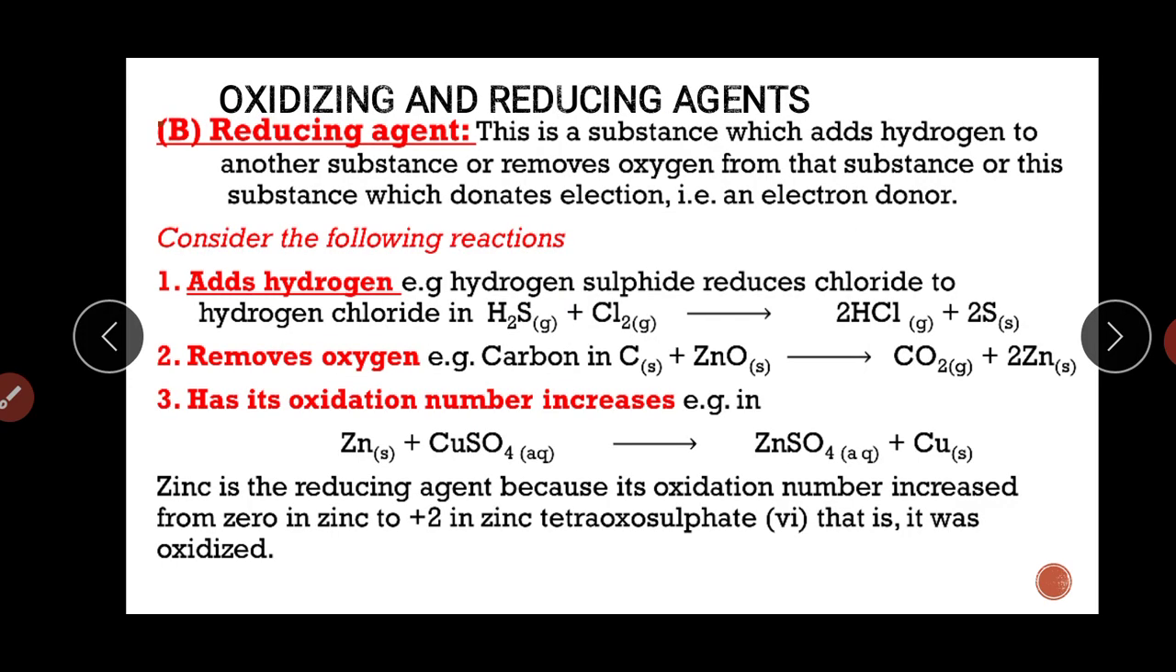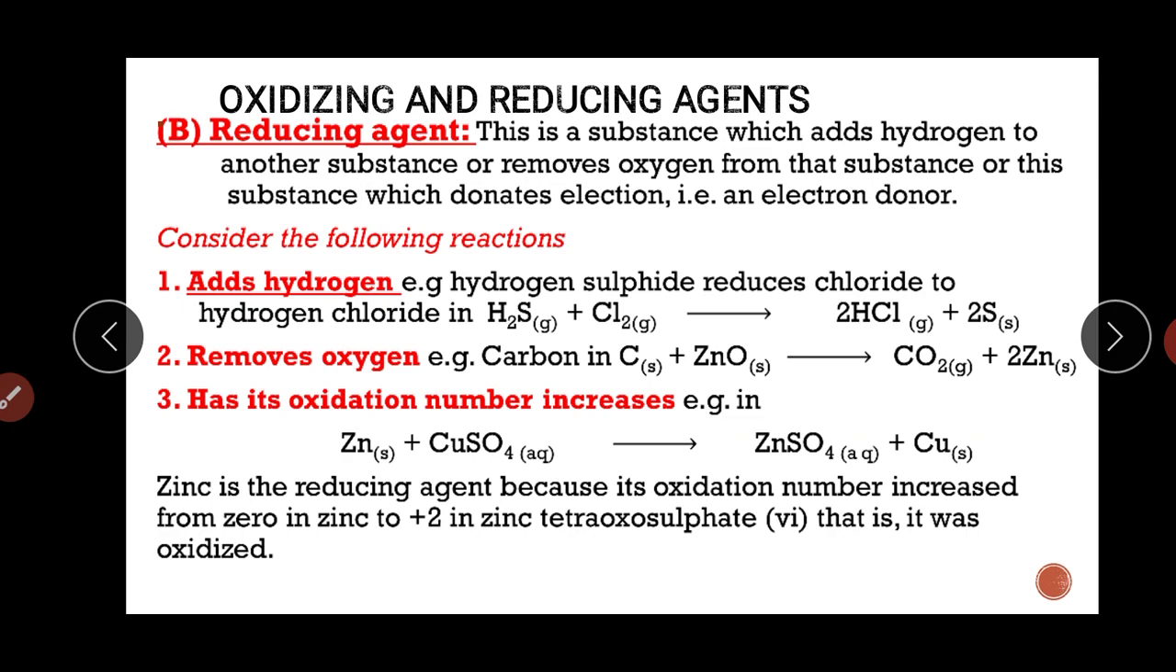So now let's look at the oxidizing and reducing agent in terms of the second, which is the reducing agent. A reducing agent is a substance which adds hydrogen to another substance. Don't forget, an oxidizing agent adds oxygen and removes hydrogen, but the reverse is the case. A reducing agent is the one that adds hydrogen and removes oxygen. It's just the reverse of the three we have done as oxidizing agents. Reducing agents add hydrogen; don't forget, oxidation removes hydrogen. A reducing agent removes oxygen; don't forget, oxidation adds oxygen.